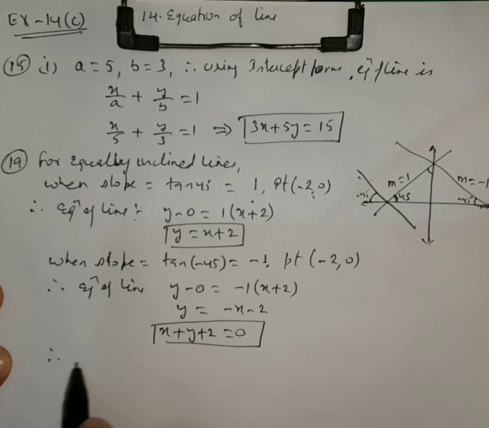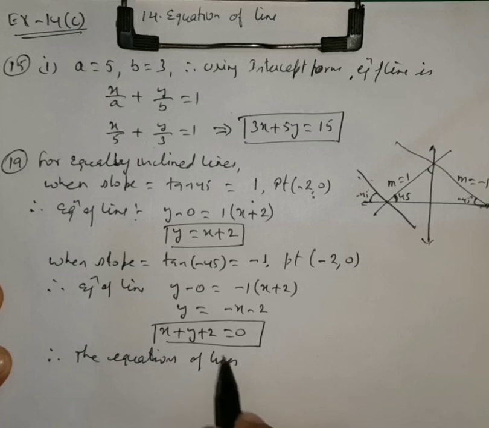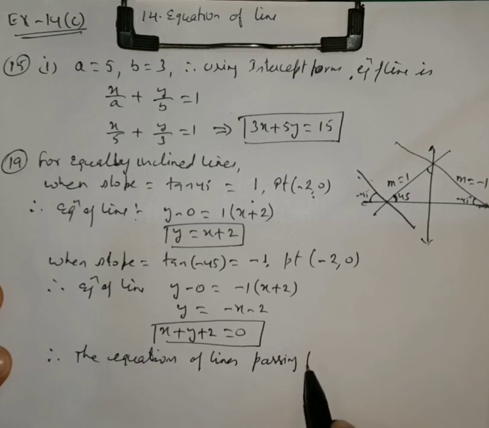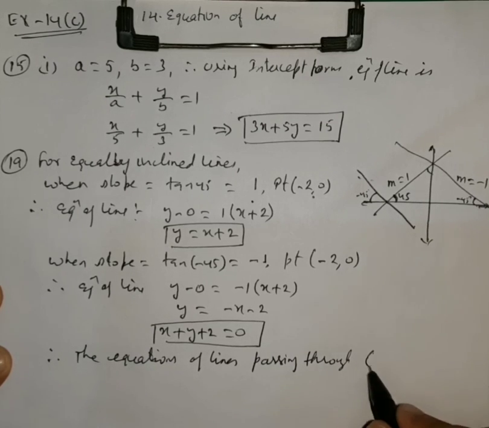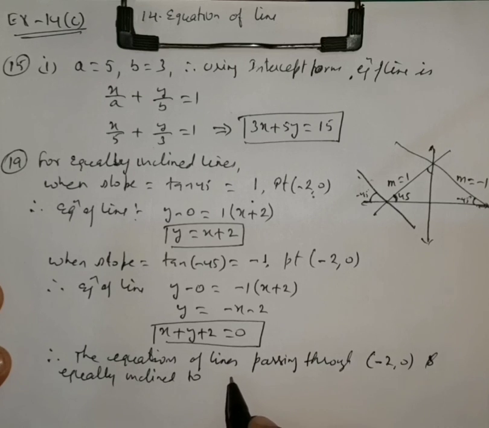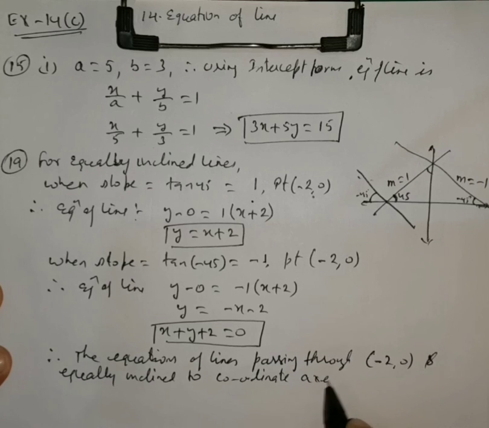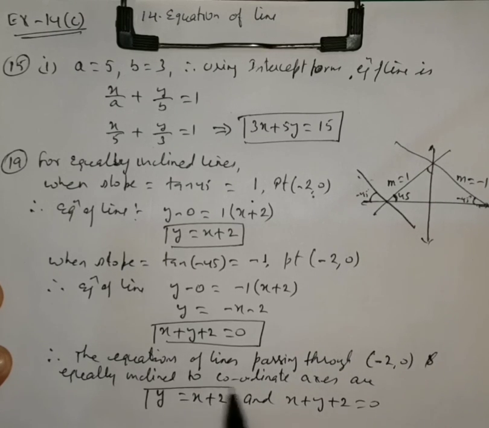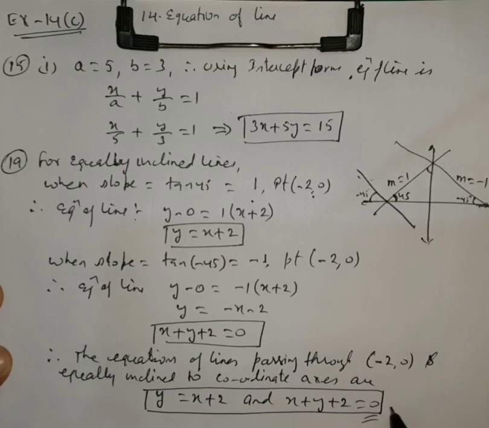So therefore the equations of the lines passing through (-2, 0) and equally inclined to the coordinate axes are y is equal to x plus 2 and x plus y plus 2 equal to 0. So this is the answer for this part.